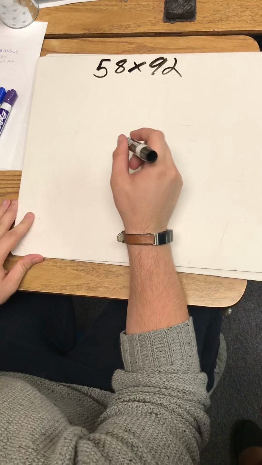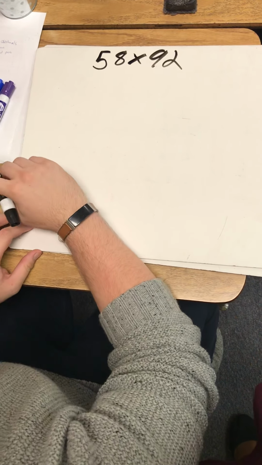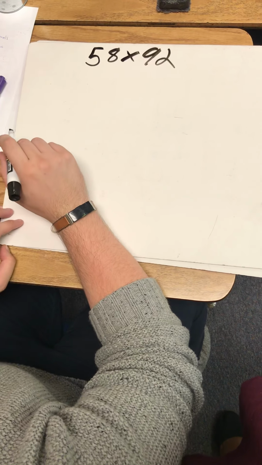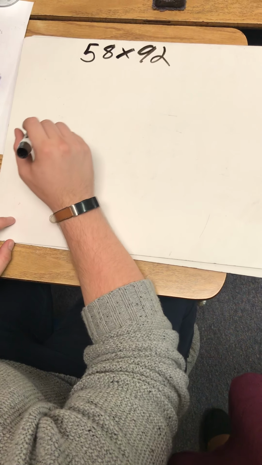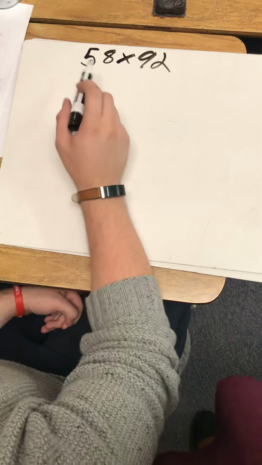Welcome back, AM Penguins. So today we're going to be working with the area model, or the multiplication box method as you've heard us call it. So we're starting off by doing 58 times 92.